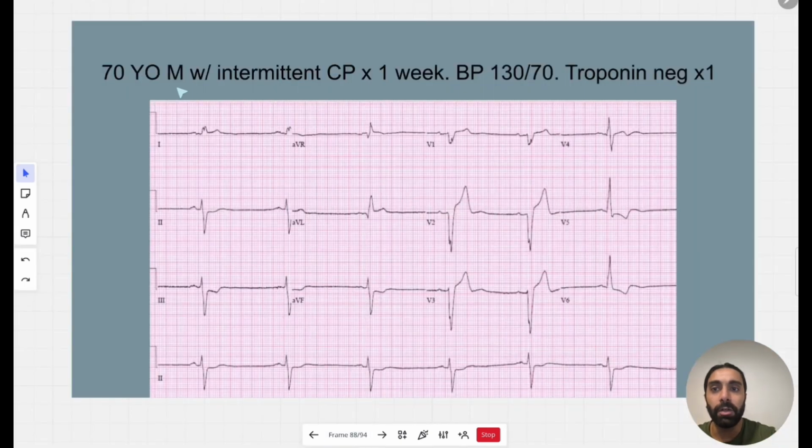We have a 70-year-old male with intermittent chest pain for a week, normal blood pressure, and the initial troponin is negative.